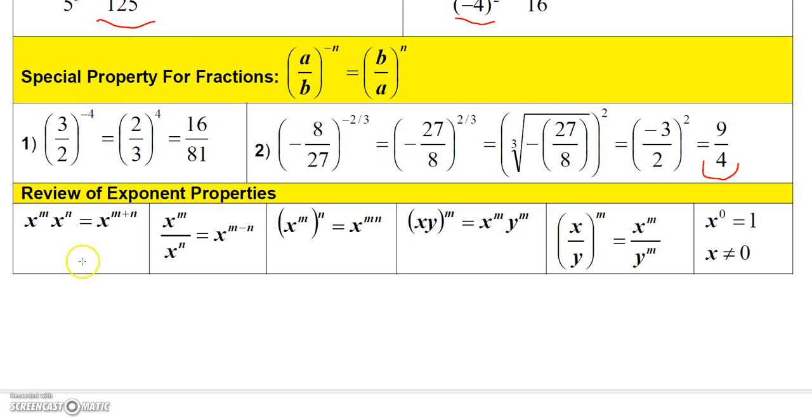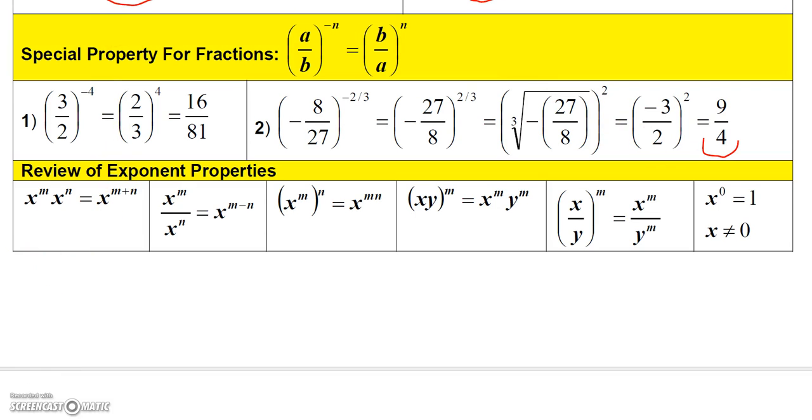Now, you might want to review your exponent properties from previous algebra courses, but remember x to the m times x to the n is x to the m plus n. x to the m divided by x to the n is x to the m minus n. x to the m raised to the n is equal to x to the mn power.